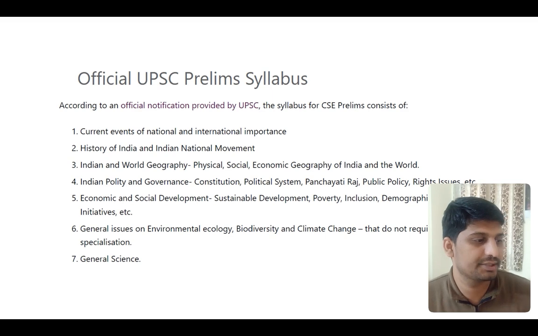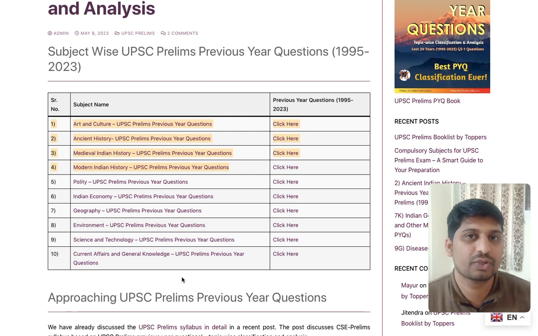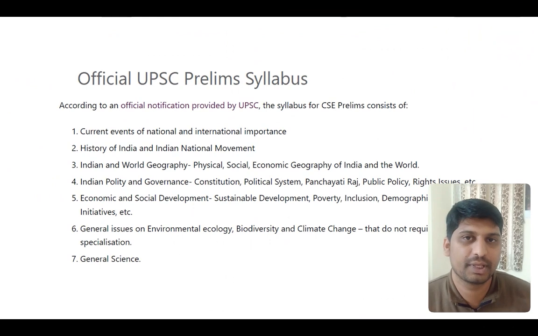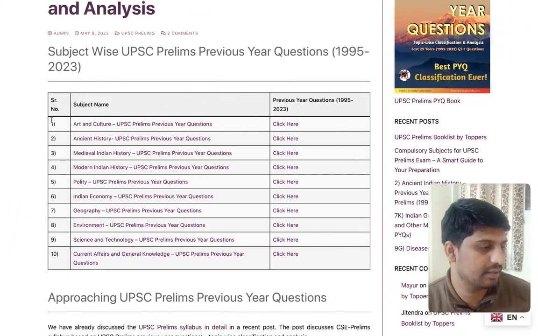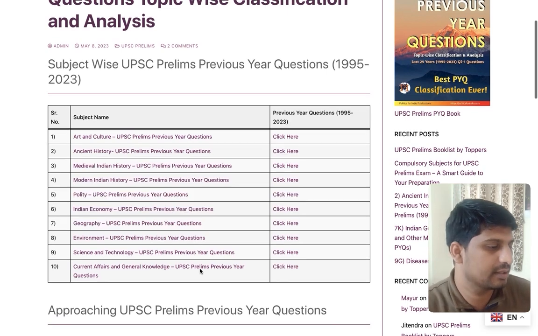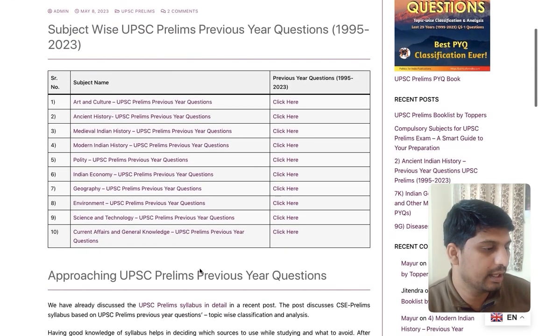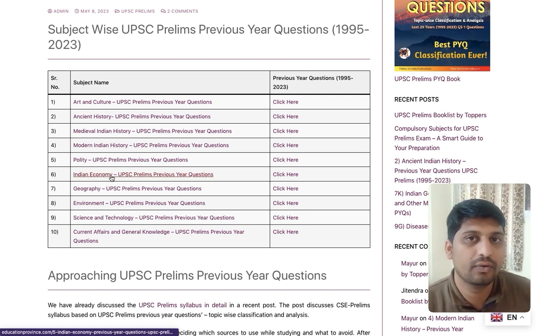So the closest thing we have to the official syllabus provided by UPSC is the question papers they have conducted so far, especially since 2011, when the pattern of the exam changed. Okay, so based on that, as you can see, we have come up with these 10 topics as the official syllabus of UPSC. Now it doesn't stop there, okay, because this itself is not sufficient. For example, when it comes to Indian economy, what we are supposed to do in Indian economy, we still don't know, right?